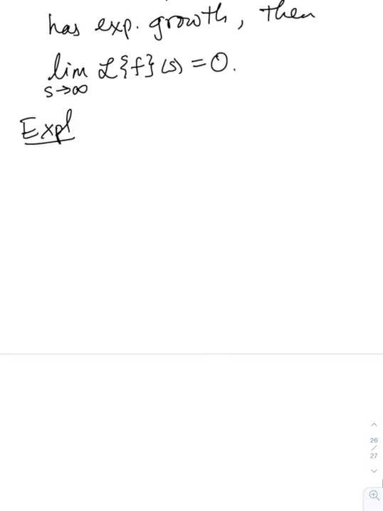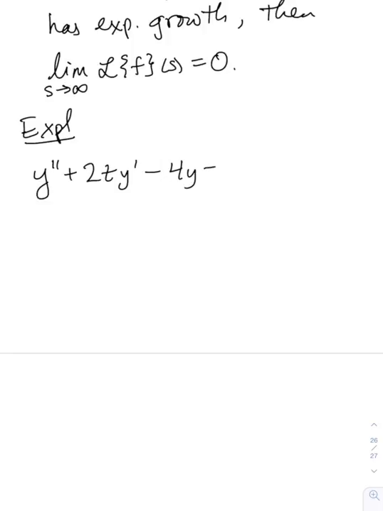So here's the example. Now typically we're only doing examples where we have constant coefficients, but this example we've got variable coefficients. There's a 2t in front of the y prime. So there's my differential equation. My initial conditions are y of 0 equals y prime of 0, and both are equal to 0.